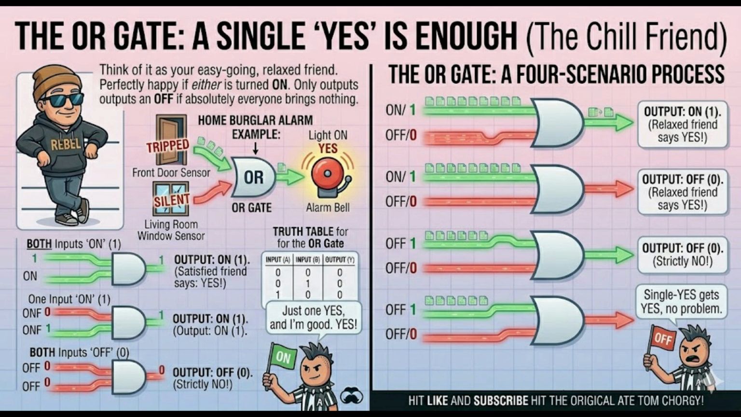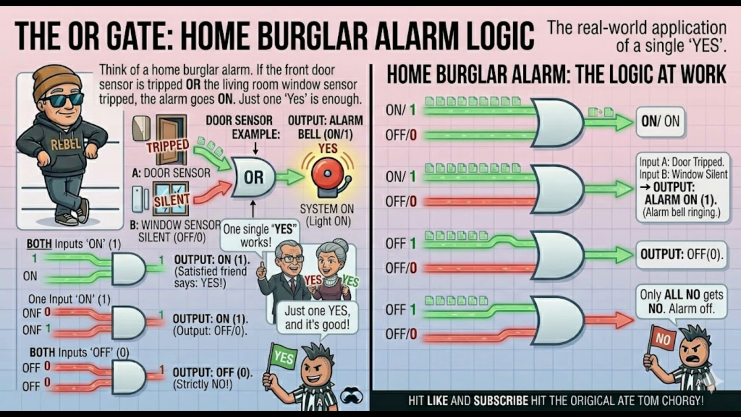Think of a home burglar alarm. If the front door sensor is tripped or the living room window sensor is tripped, the alarm goes on. The system doesn't wait for a burglar to open both at the same time. Just one single yes is enough to trigger the entire response.